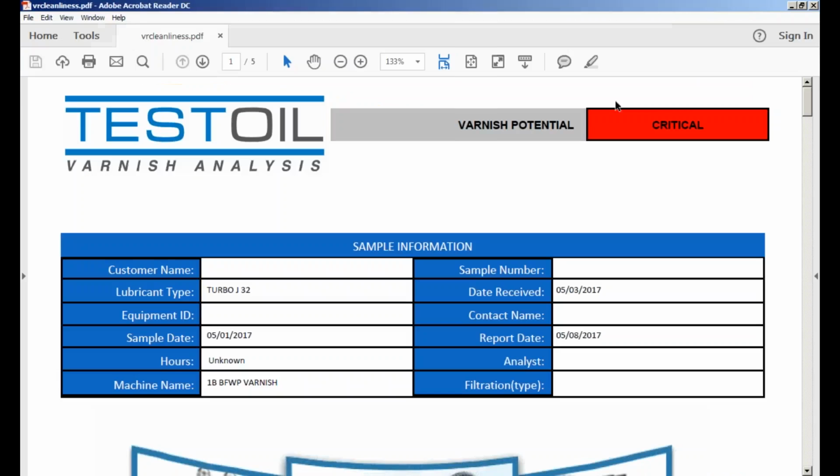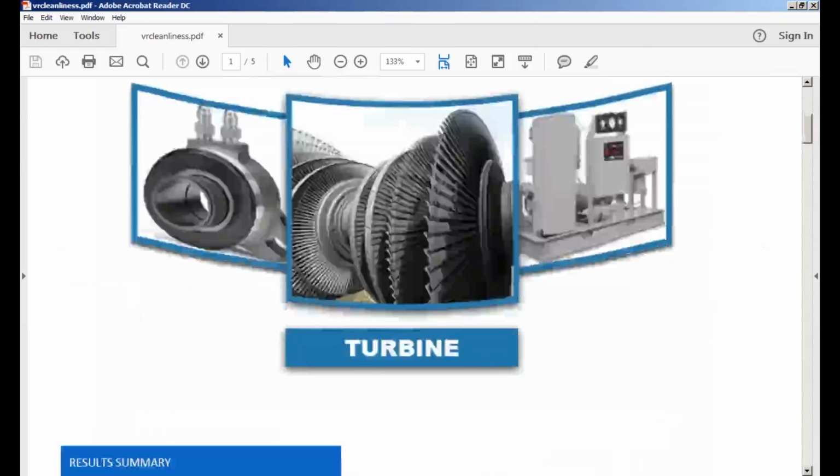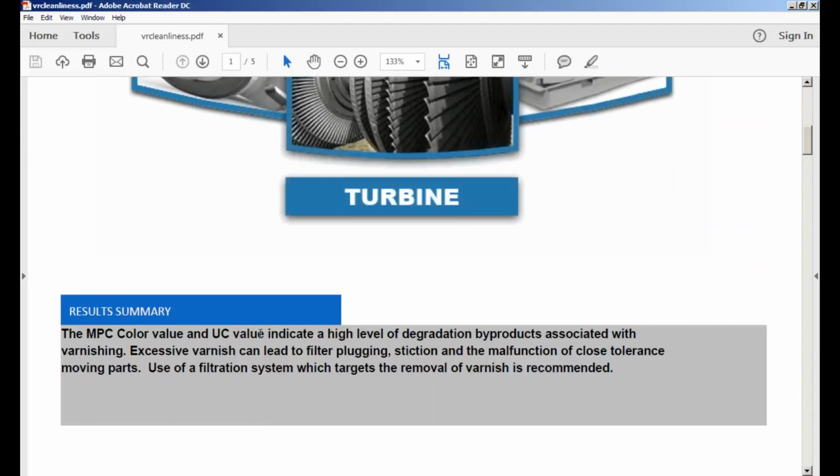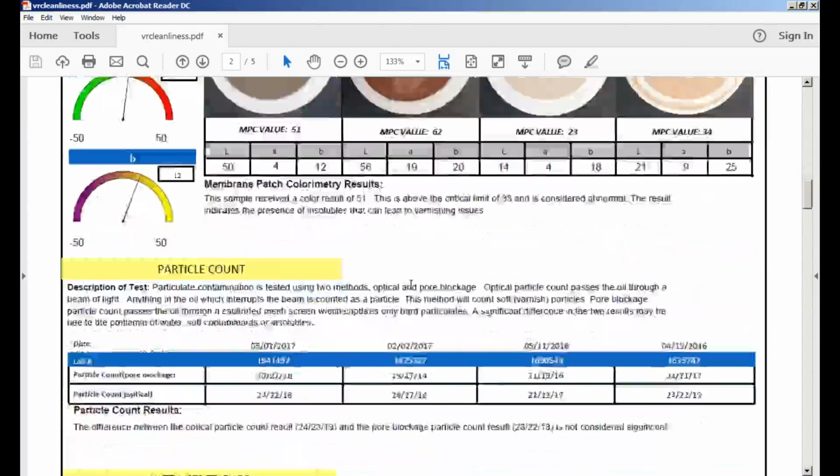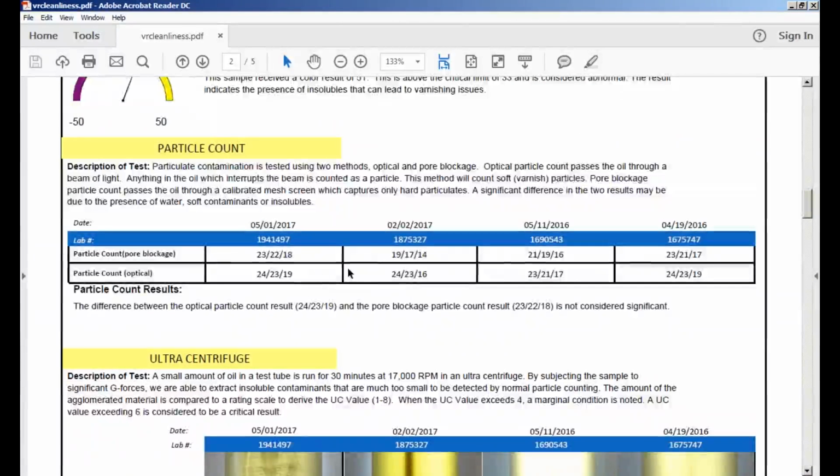Let's take a look at another report. All right, varnish potential, critical. Page down. MPC color value and UC value. So we've always had a dark patch on this one. These are some pretty significant values: the previous one was 62, our current one's 51. Those are both critical. Let's see how this one is a little bit different.